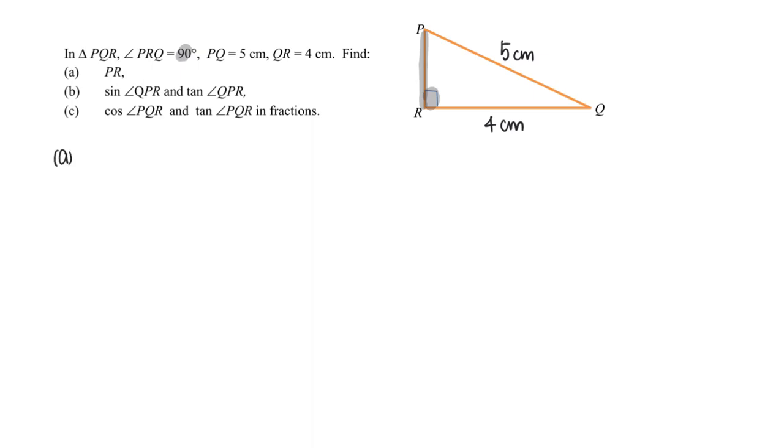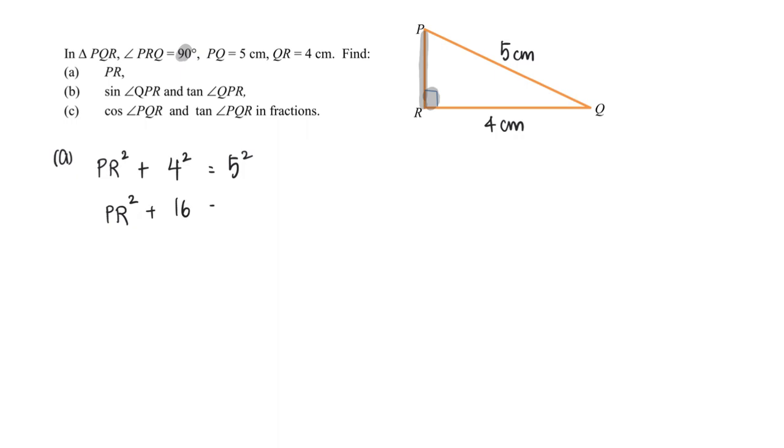So for part A, we will have to tap on our knowledge of Pythagoras theorem, where it states that PR square plus QR square, which is in this case 4, is equal to 5 square, PQ square, by Pythagoras theorem. With that, I could then solve for my PR.